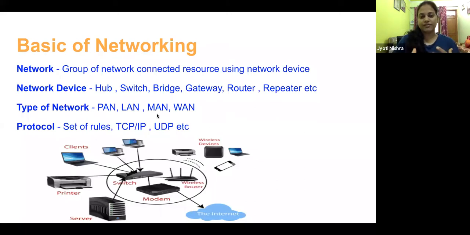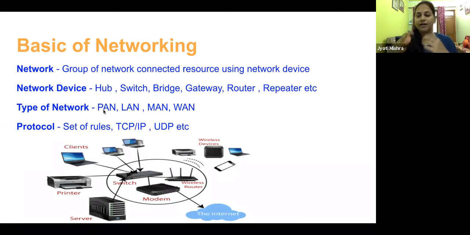You must have heard of these. The easiest one is PAN, your personal area network. For example, right now I have a Wi-Fi connection with me. With that Wi-Fi I have connected my laptop, and somebody would have connected their mobile. So it's your personal area network. Their range is 0 to 10 kilometers. I think kilometers is high, I meant 0 to 10 meters.